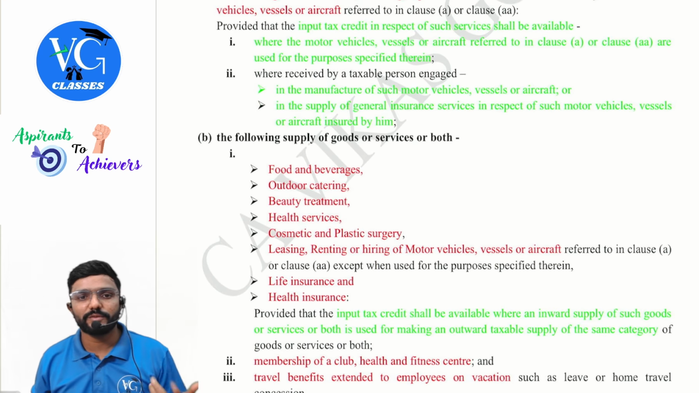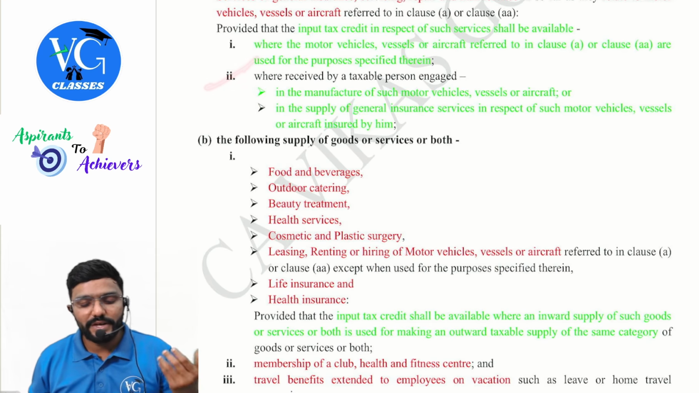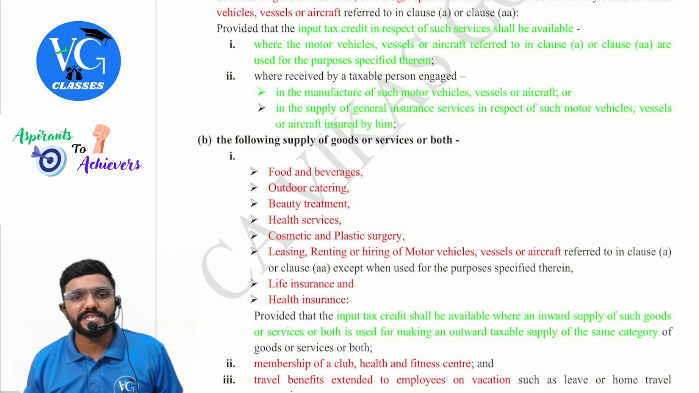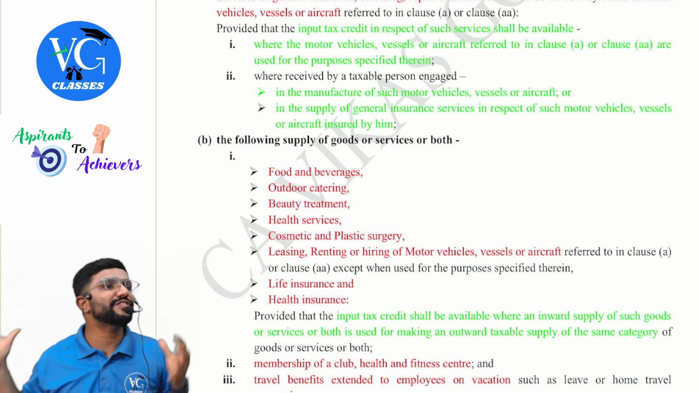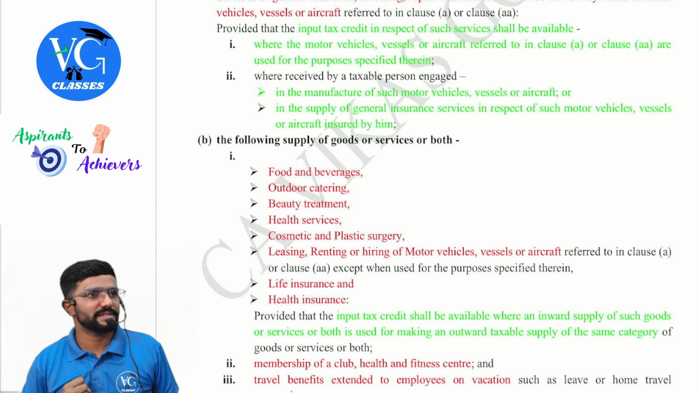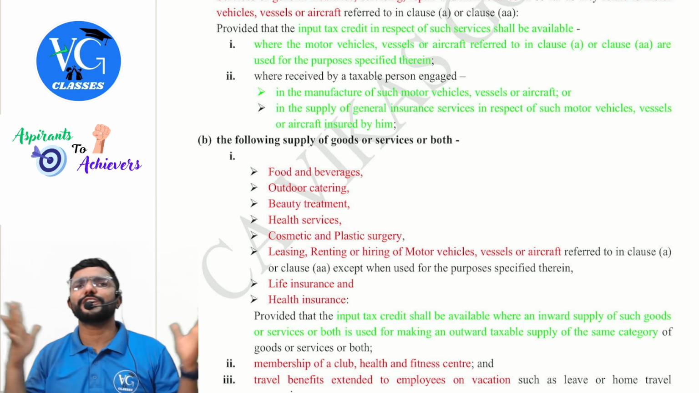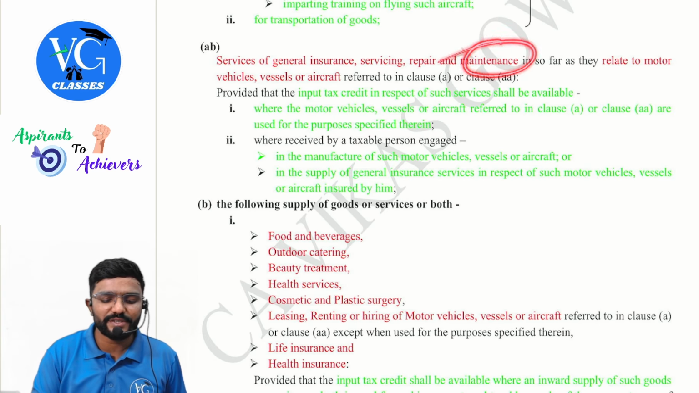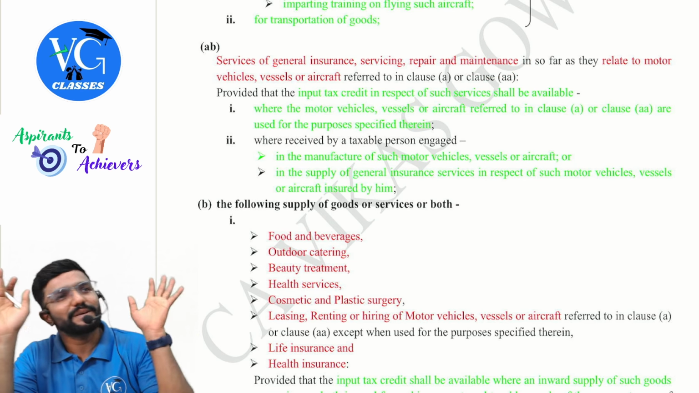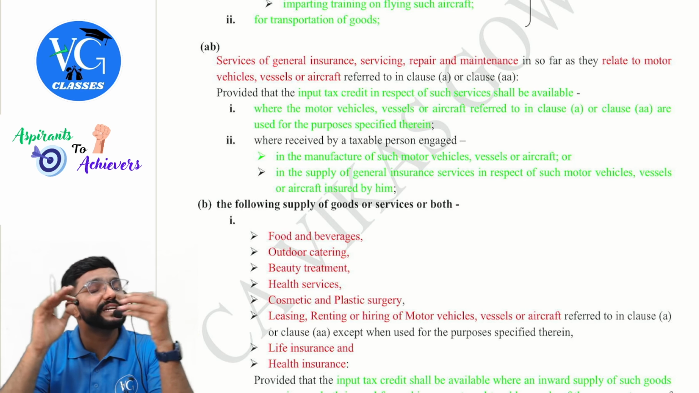Next, they have one more extra point also. Where received by a taxable person engaged in the manufacture of such motor vehicle, vessels or aircraft. Sir, I am a manufacturer of any of these, guys. Assume Tata Motors. They manufacture cars. Now, they have taken some repair service or maintenance service or insurance service. For them, credit is blocked? Yes. Sorry, credit is available.